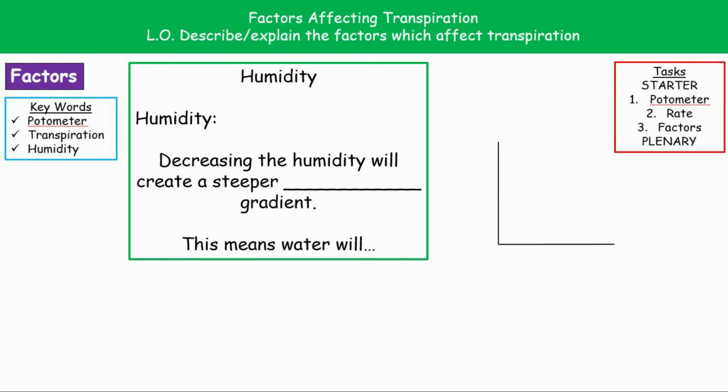Final factor then is humidity. So first thing to do is see if you can write me a definition of what humidity actually is. Then finish off the missing sentence, and the one at the bottom, again finish it off using your own words. You've also got your axes for the graph, so have a go at filling in what you think the humidity graph would look like. I'm only going to give you 2 minutes for this one because it's a bit shorter this time.